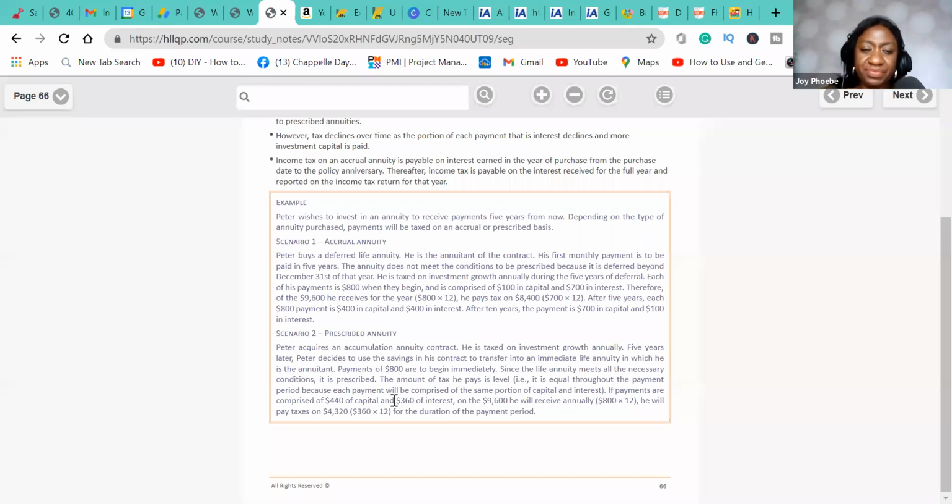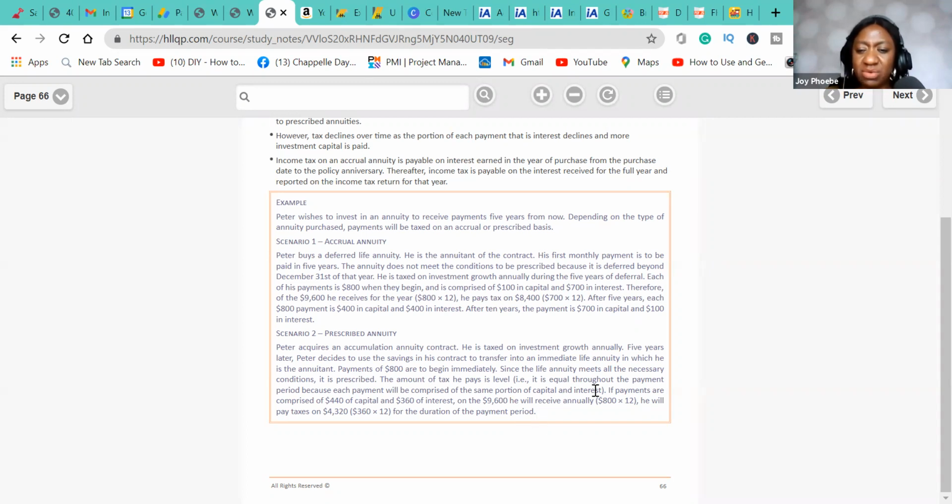The second scenario, the prescribed annuity. Peter acquired an accumulation annuity contract. He is taxed on investment growth annually. 5 years later, Peter decided to use the savings in his contract to transfer into an immediate life annuity, in which he is the annuitant. Payments of $800 are to begin immediately. Since the life annuity meets all the necessary conditions, it is prescribed.